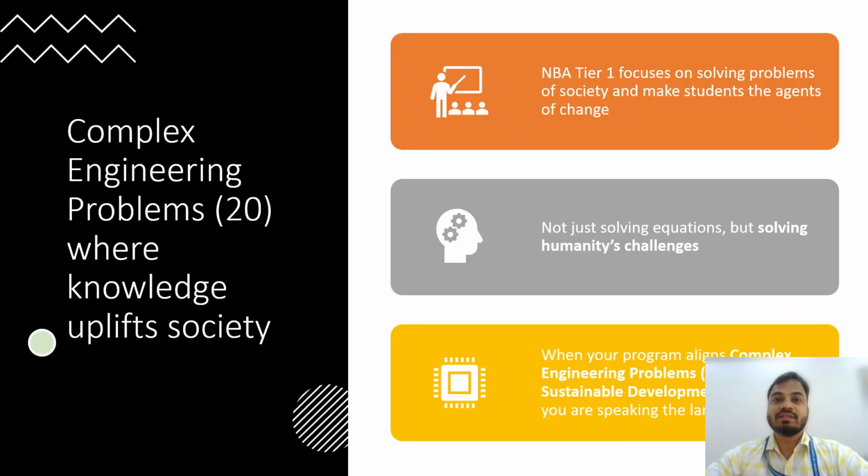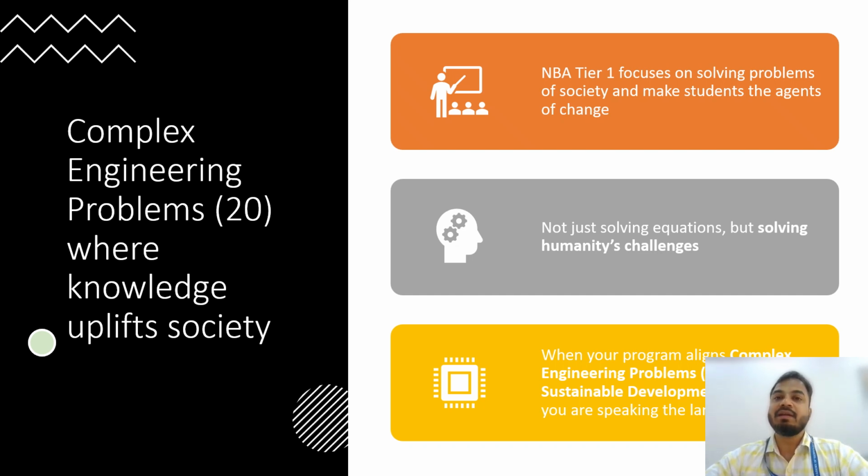So now we will discuss in brief this complex engineering problem. A complex engineering problem is basically a solution devised by a student and a faculty guide, which is going to lead to the upliftment of society and make it easier to deal with the problems we are facing today. Complex engineering problem is basically an integration of knowledge which uplifts society from various problems or challenges faced today. So NBA Tier 1 focuses on solving problems of society and makes students the agents of change.